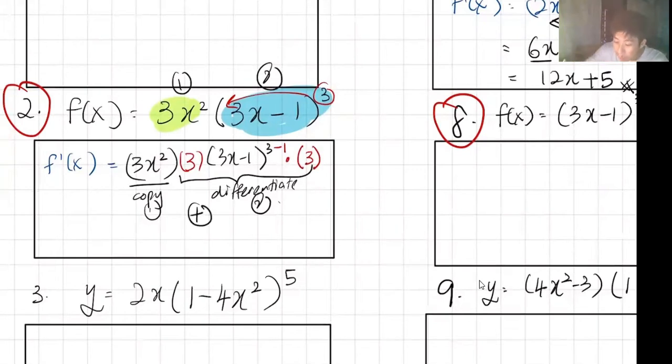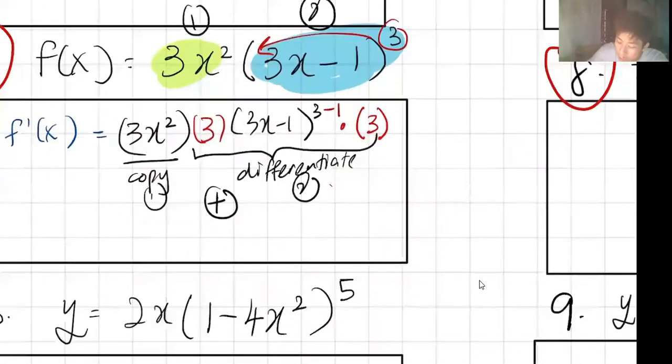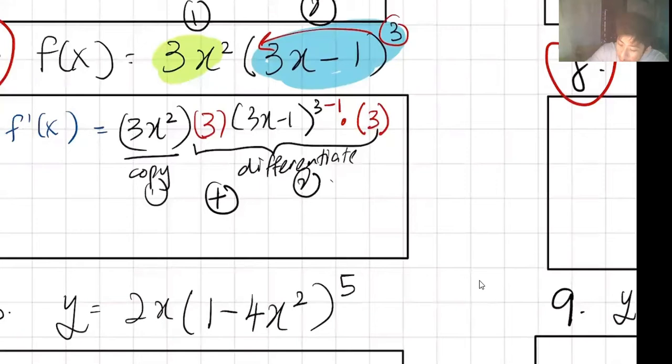It's all in one line, plus. What I do now is I copy the second one. What happens when I copy the second is 3x minus 1, power of 3. I copy the second. Please copy 2 times, I differentiate the first.